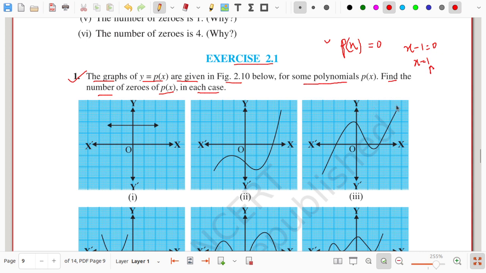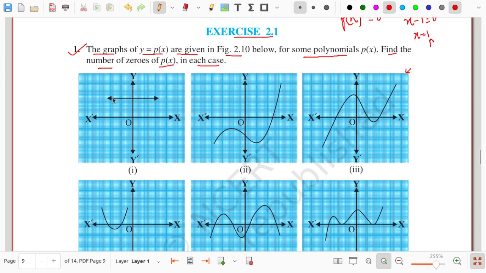So how to find the zeros of the polynomial if the graph is given? We just have to know for what value of x the graph will have y equal to 0. That means p(x) will be 0. Okay, so we just have to check how many times the graph cuts the x-axis, crossing the x-axis or touching the x-axis. That will be the number of zeros of the polynomial.